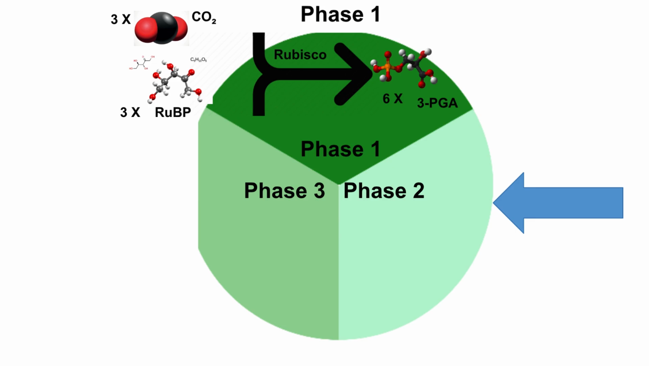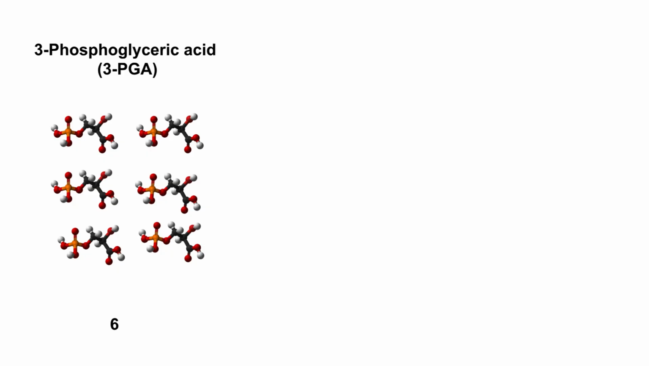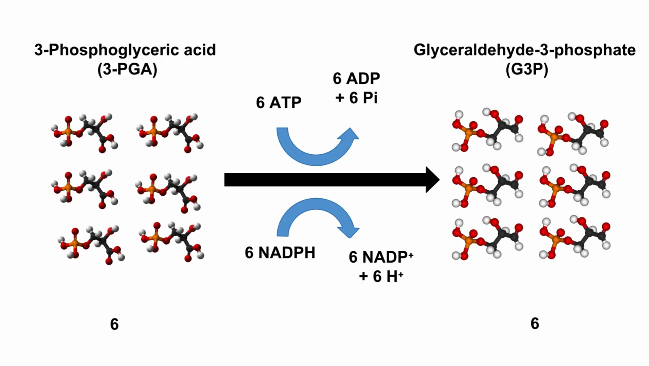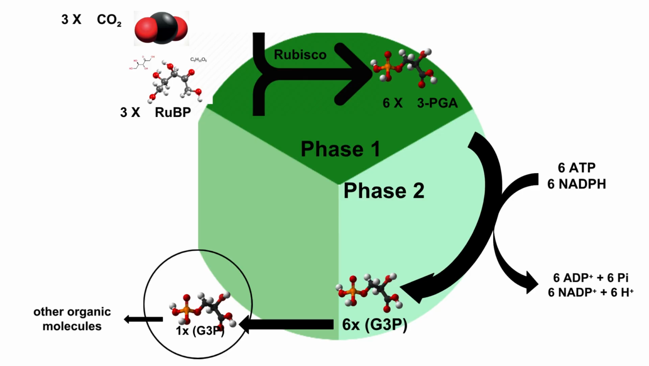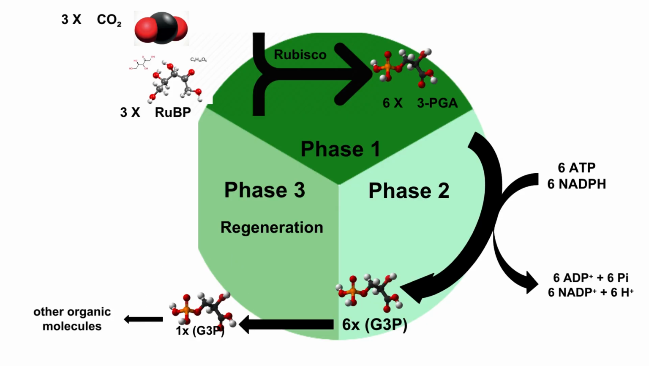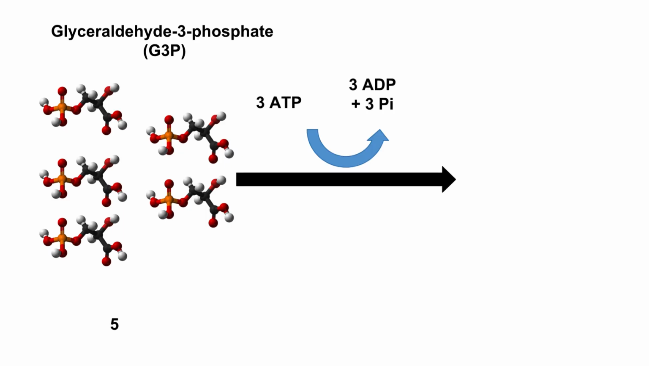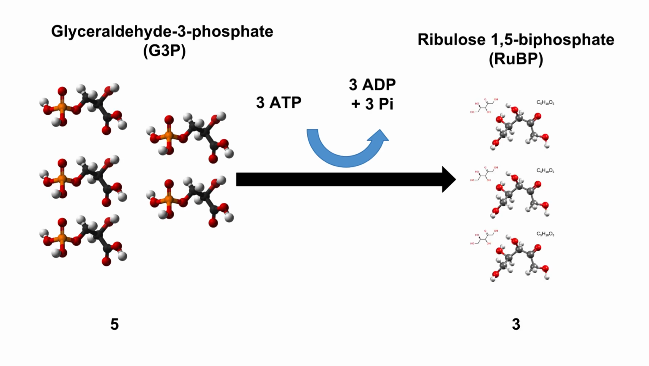In the second phase, which is reduction, the 3-PGA molecules from phase 1, the carbon fixation, are energized by 6 ATP and 6 NADPH, converting them into G3P. One molecule of G3P exits the cycle and can be used to form other organic molecules. In the third phase, or regeneration, the remaining five G3P molecules, the product of phase 2, along with ATP, are used to regenerate RuBP, allowing the cycle to continue.